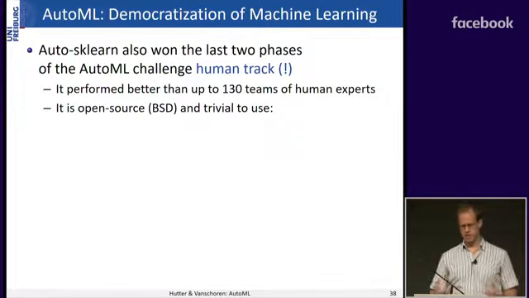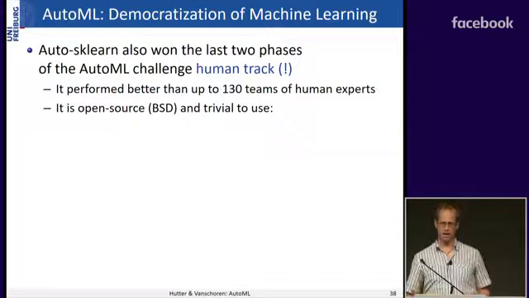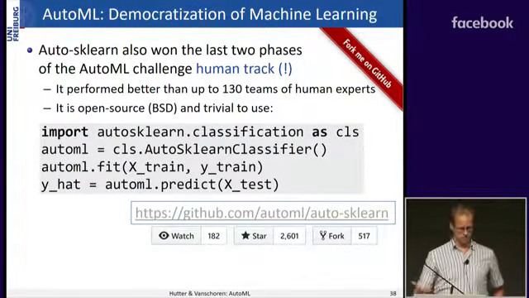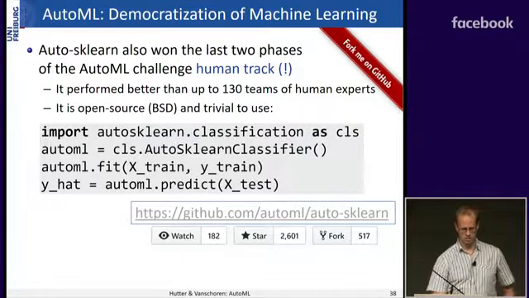AutoSKLearn actually didn't only win against other AutoML systems, it also won against human experts in a Kaggle-like competition. In particular, it performed better than up to 130 different teams. And it's really easy to use. It's BSD licensed, and it's a plugin estimator for scikit-learn. And it already has a lot of community adoption.